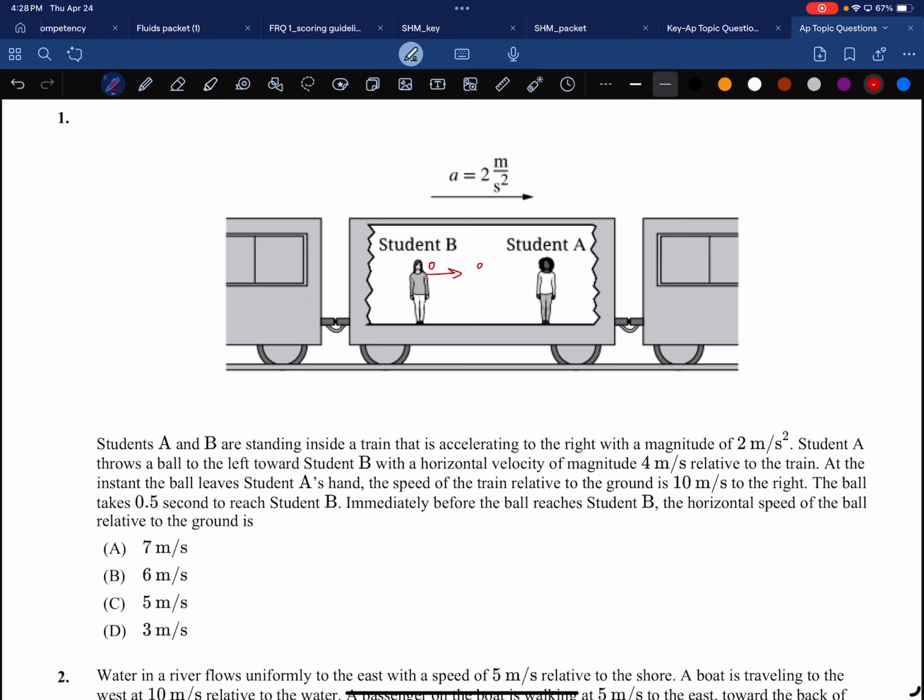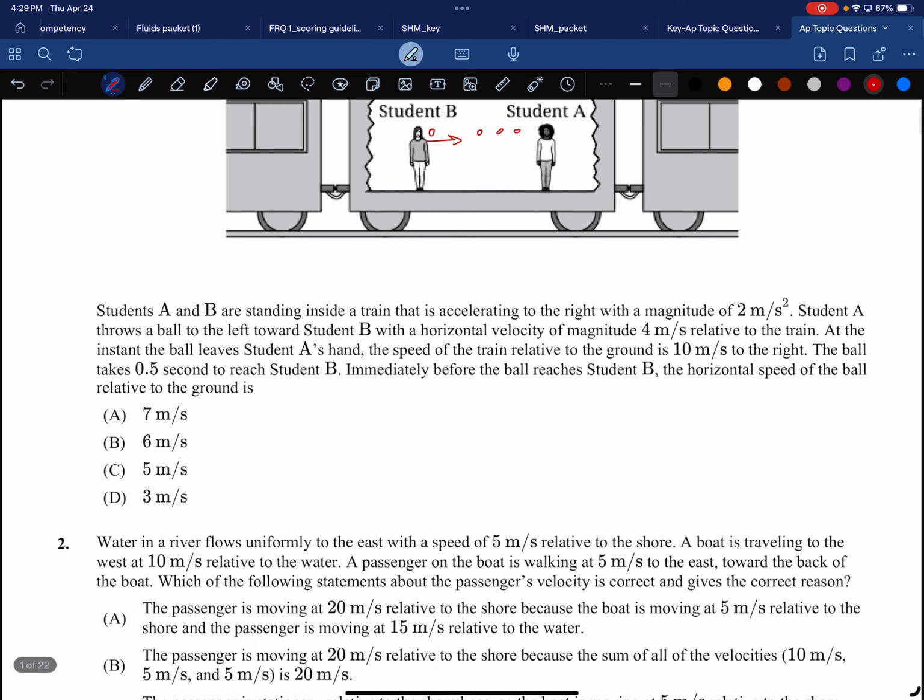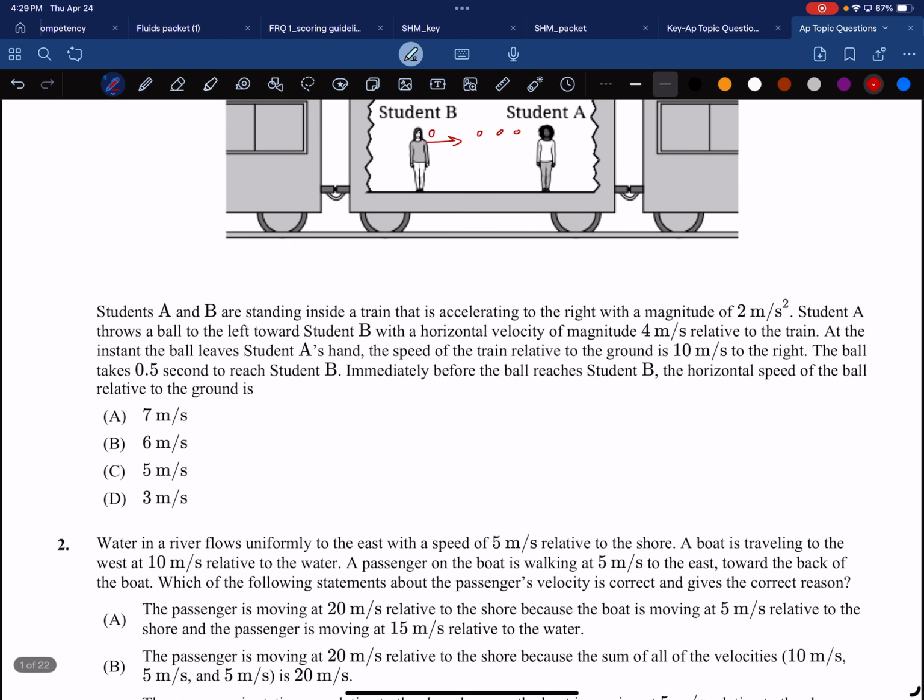As the ball is traveling to A, it's not in contact with the train. Therefore, this acceleration is not applying to the ball as it's in the air. It's being applied to the train. So, in order to do this question, you have to set up the equation, the velocity of the ball in reference to the train.